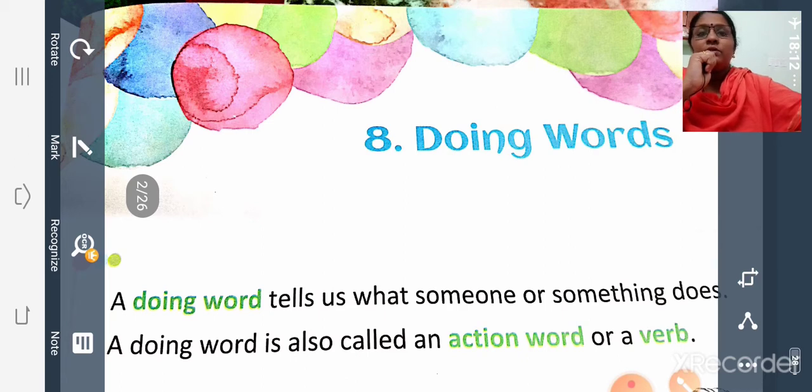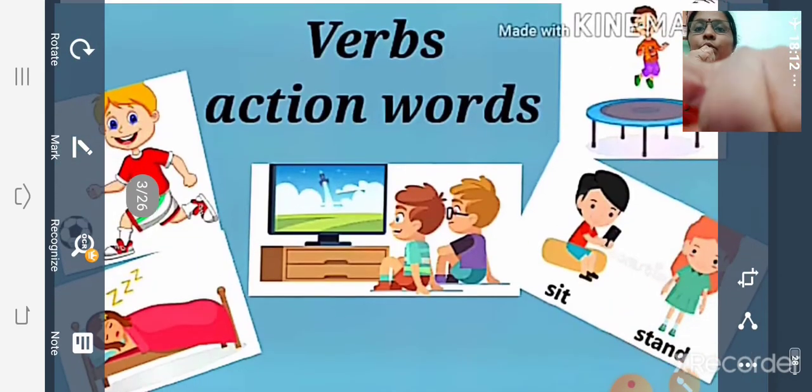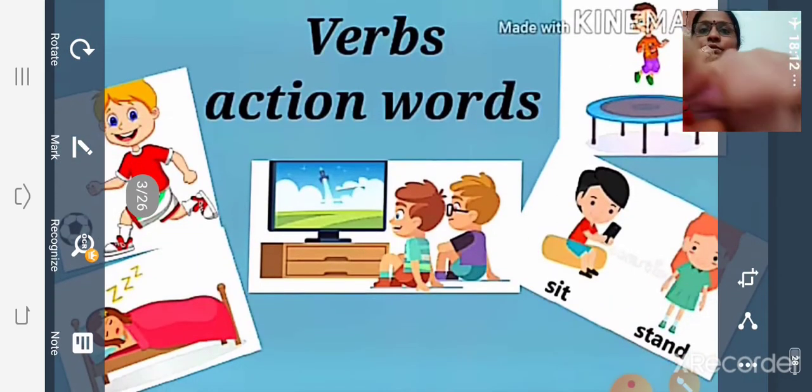A lot of action words like write, read, dance, draw, jump, play, eat, cook, etc. These are all doing words because these are the actions that we do. Okay, so doing words are action words or verbs. So today I'll give you some more examples of action words.